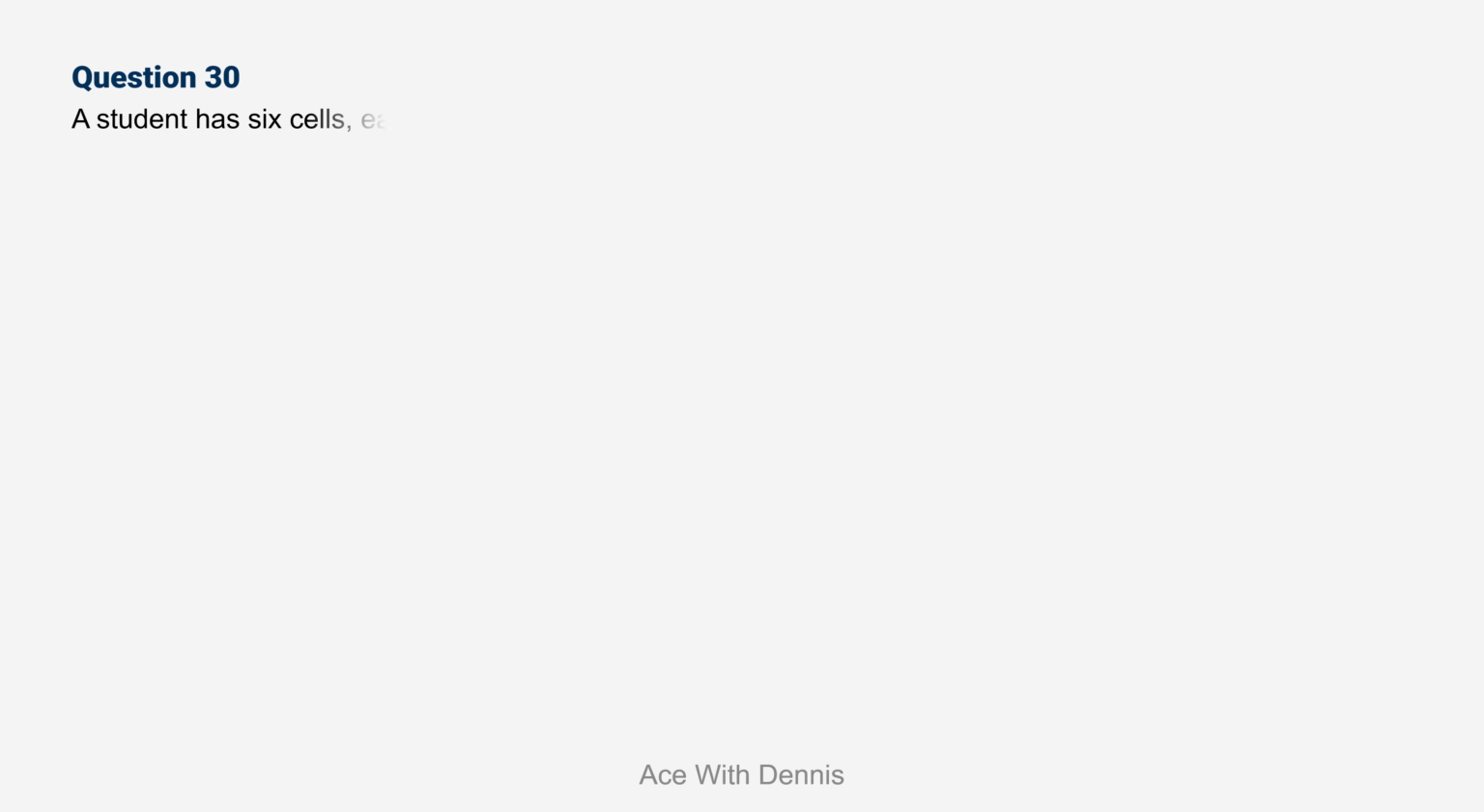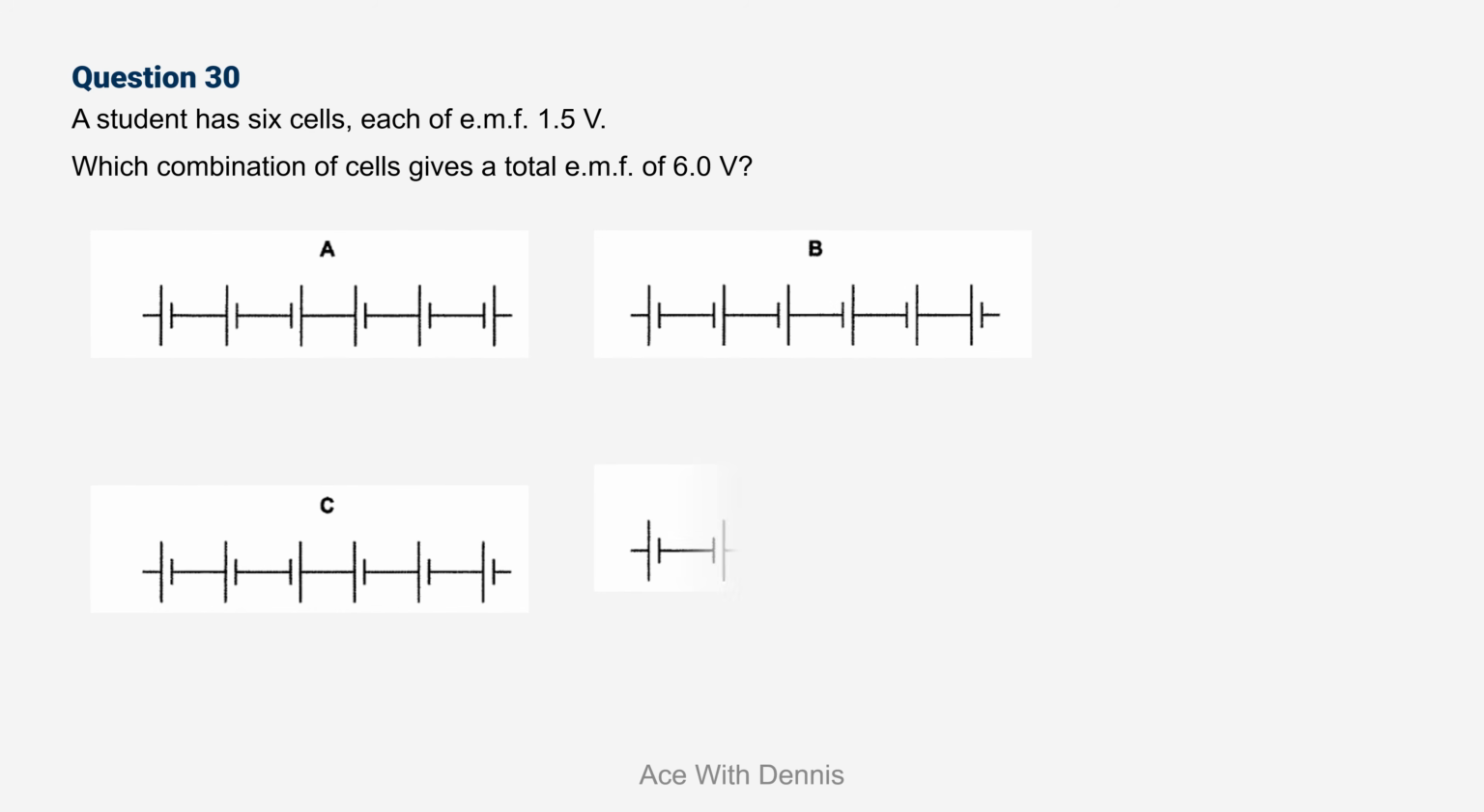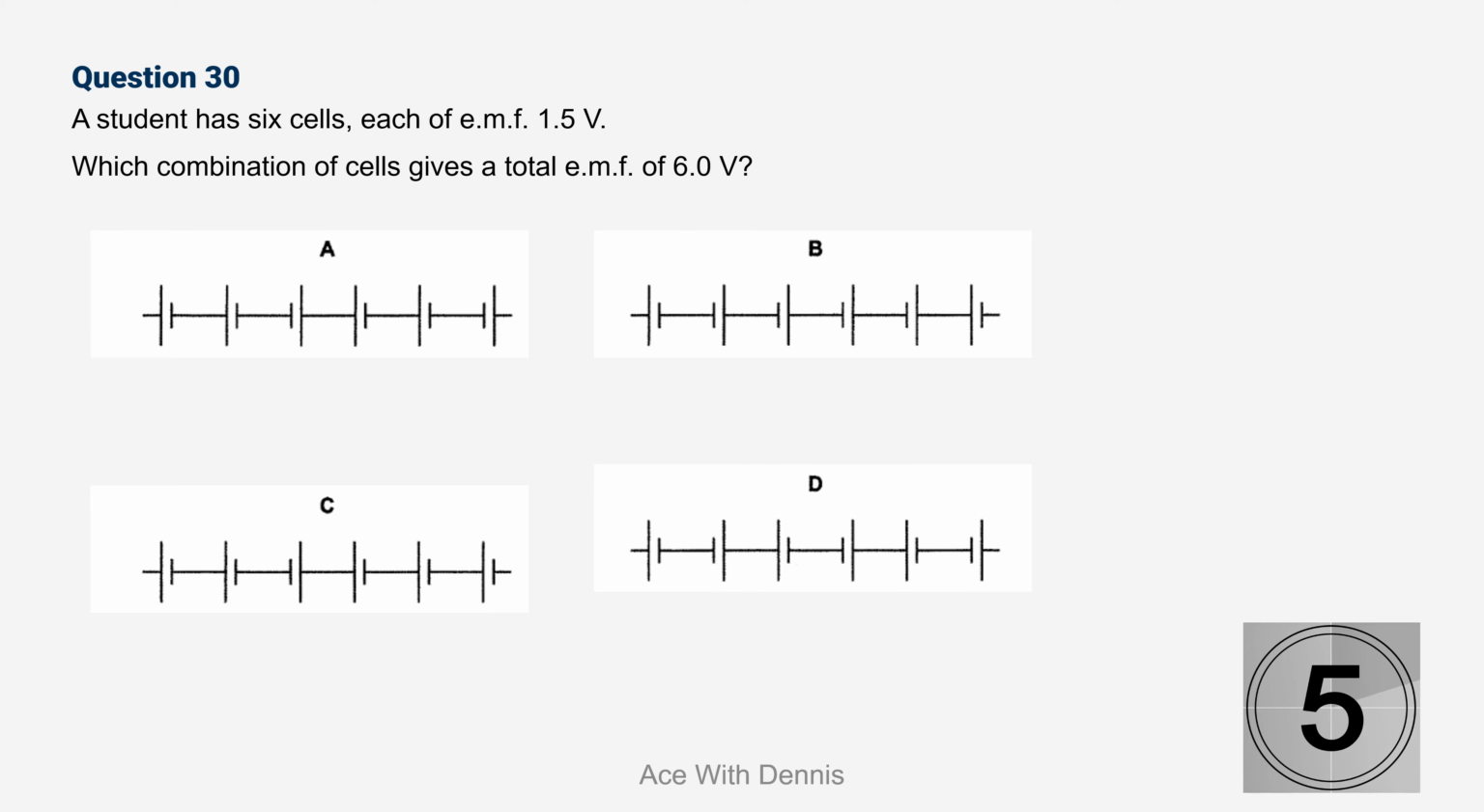Question 13. A student has 6 cells, each of EMF 1.5 volts. Which combination of cells gives a total EMF of 6.0 volts? So option A, option B, option C, or option D. The answer is C. So how do we calculate the combination of cells that gives a total EMF of 6.0?